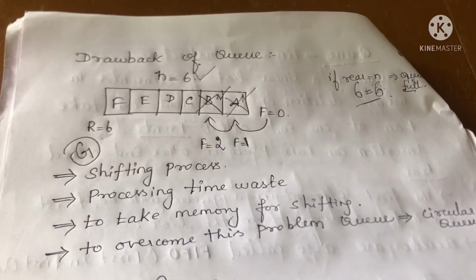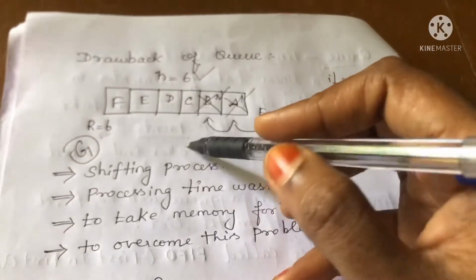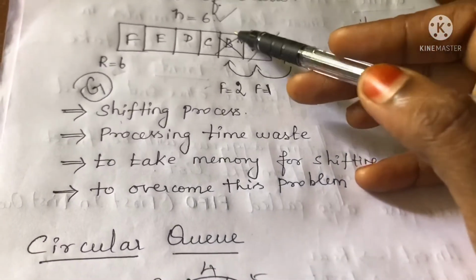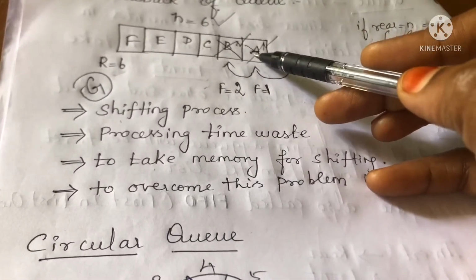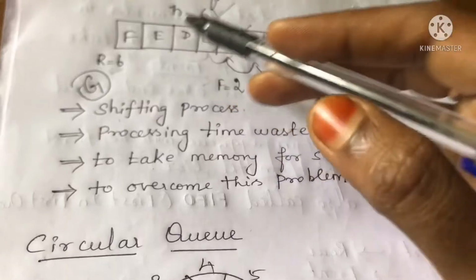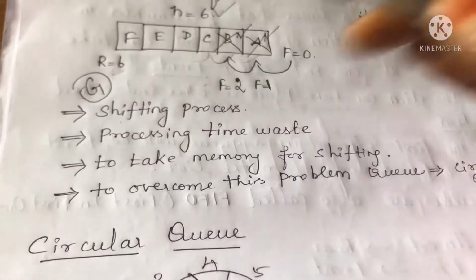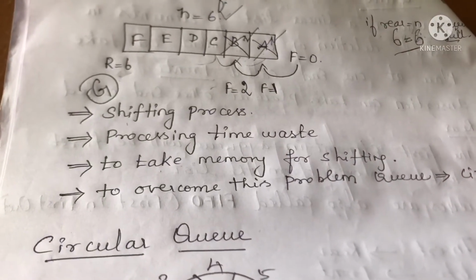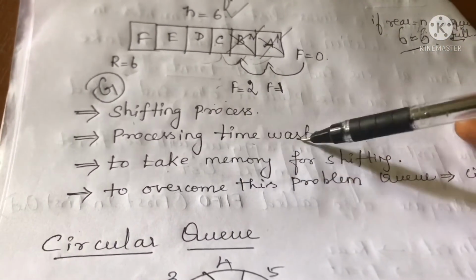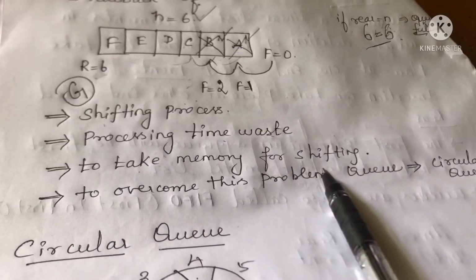So if I want to insert one more item, what will be the next procedure? That is the shifting process. Here there are two places empty, so I am going to move C here, D here, E here, F here. Likewise, I have to move one more place, C, then D, then E, then F. Likewise, I am going to move the elements. But in the shifting process, processing time is also wasted, and at the same time memory is needed for shifting too.